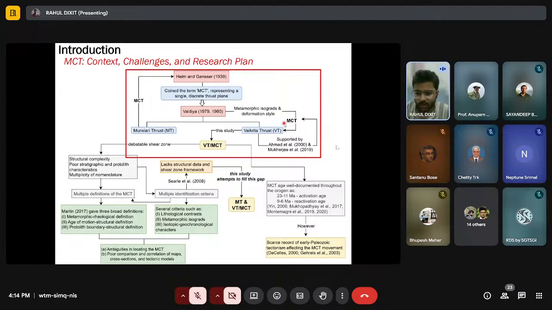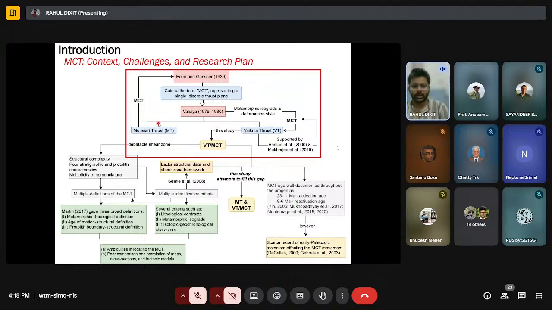Now, this particular assignment of the Vaikrita thrust as the main central thrust has been further supported by several recent works, like Ahmad et al. 2000, and Mukherjee and others in 2019, through their isotopic and geochronological advancements. They reported contrasting ages and isotopic ratios across the Vaikrita thrust, and they also supported Valdiya's idea that the Vaikrita thrust should represent the main central thrust.